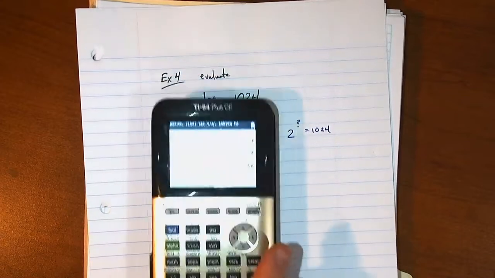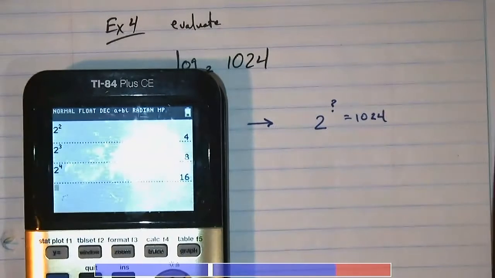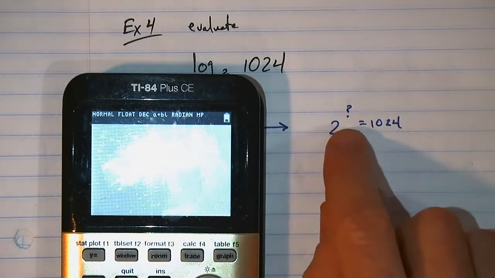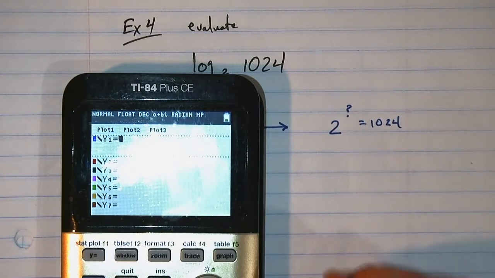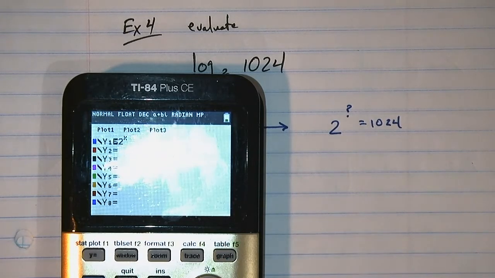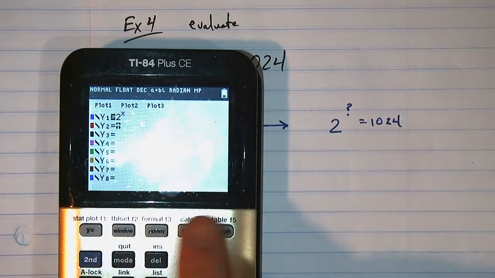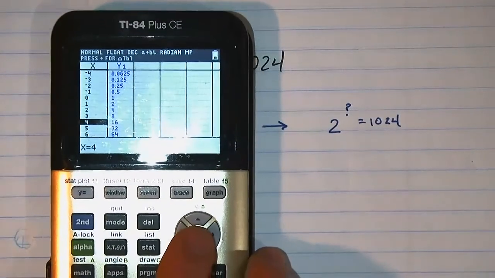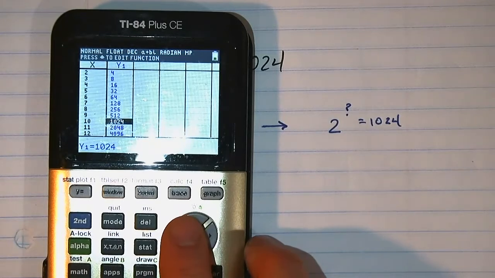Now I can type this in as individual powers over and over again, but you can see that's going kind of slow. It's taking me a little bit of time to get there. Here's another option I could do. If I think of this question mark as being an x, then I can go to my y equals and type in 2 to the x. There we go. Now I can go to my table, and my table gives me all these numbers for all these x values. All I have to do is find 1024. Oh, there it is. There's 1024 right there.